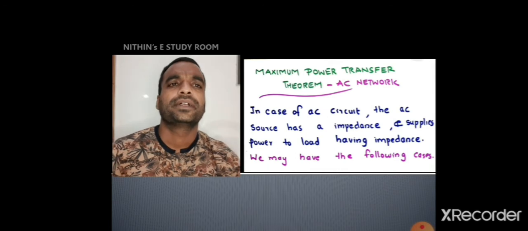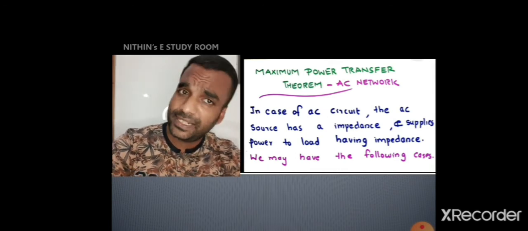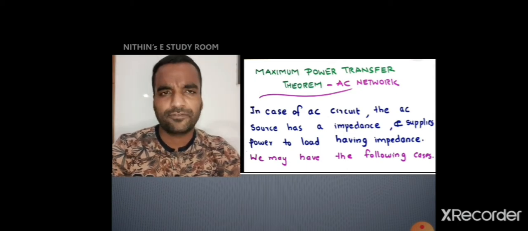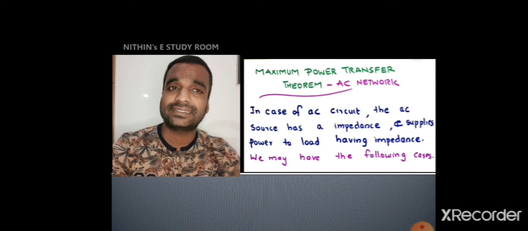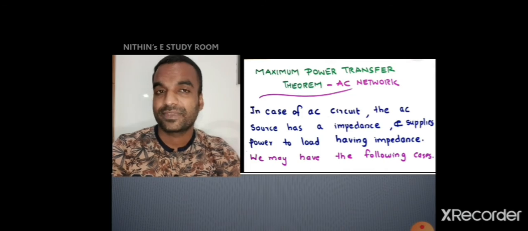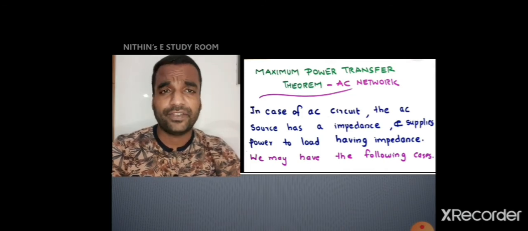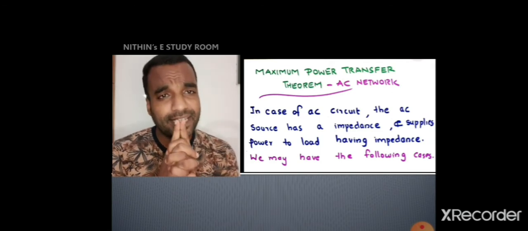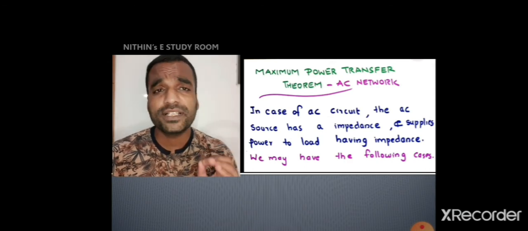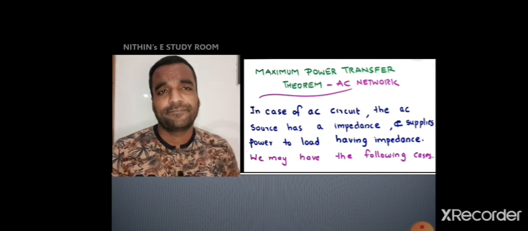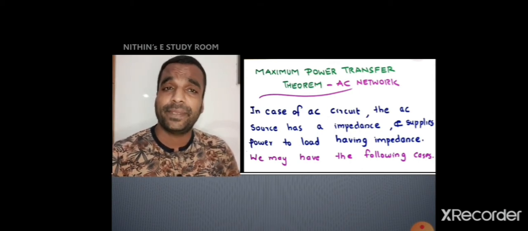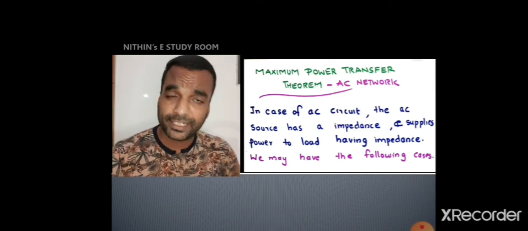Okay. Now we are coming to the maximum power transfer theorem in AC network. Anyhow, the statement of the theorem is the same, but you can't state it in a single statement like that. You have to go through four cases because here we are having a load. In case of DC, the load is purely resistance. But in case of AC, the load is no longer a pure resistor. The load is a mix of resistance and reactance. The reactance may be capacitive reactance or it may be inductive reactance.